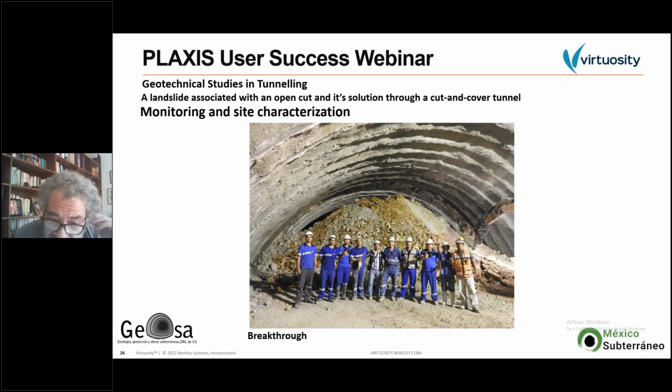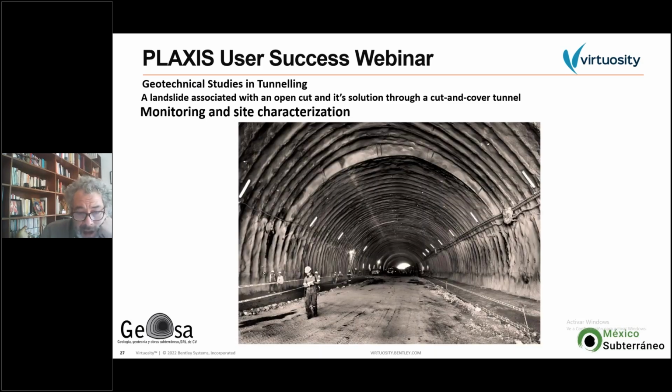But we did it in a very safe mode, and of course the displacements and everything reactivated at this very moment. But everything fortunately was under control. And so this is a nice view of the tunnel almost finished. You can see the very big span that it has, and this picture is just a nice one.